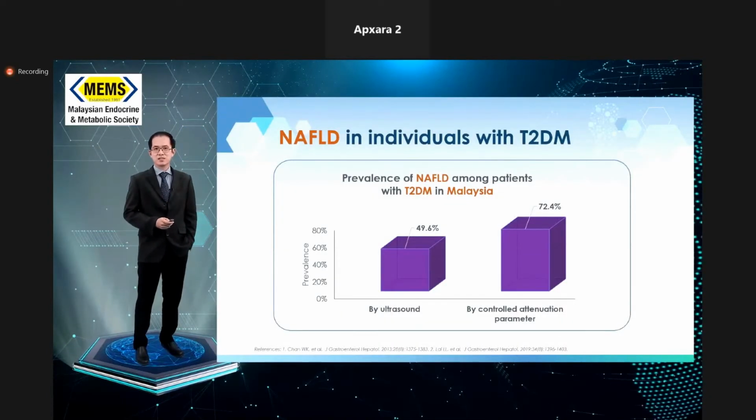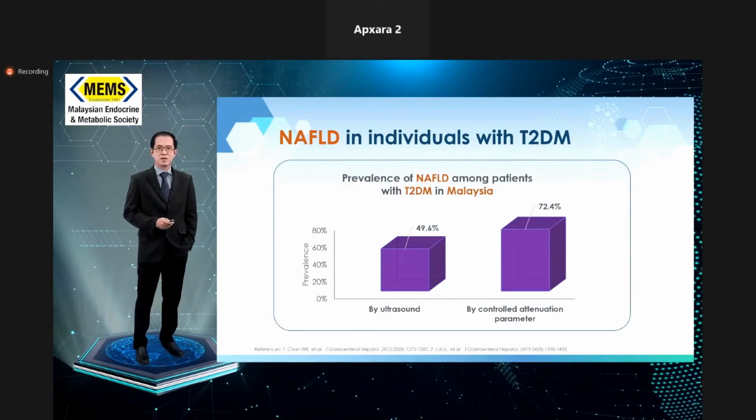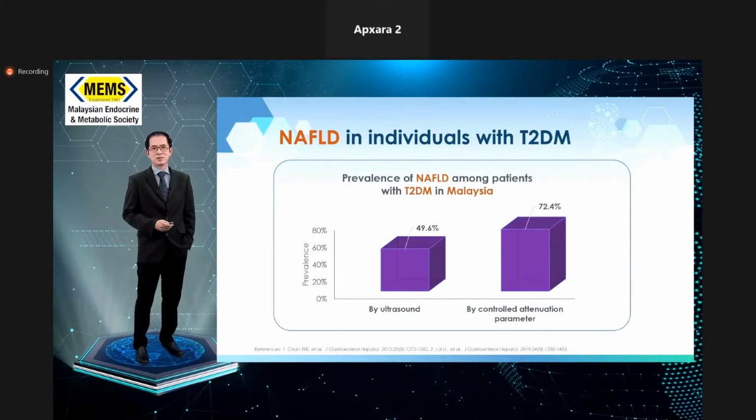Mafauzy is extremely common among patients with type 2 diabetes mellitus. As you have heard earlier, Mafauzy is considered the liver manifestation of the metabolic syndrome, while type 2 diabetes mellitus is part of the metabolic syndrome. You can say that the two conditions represent two sides of the same coin.